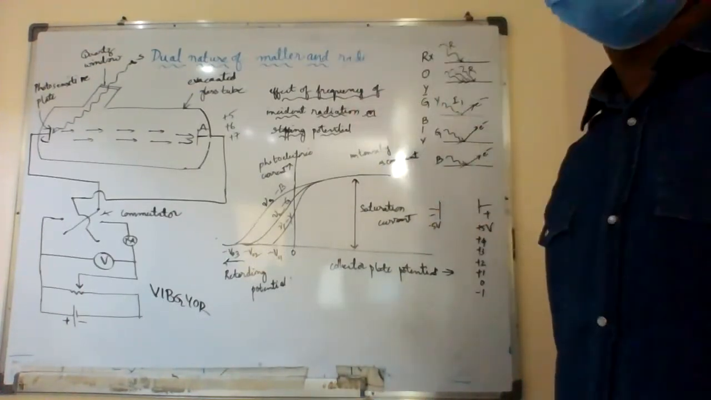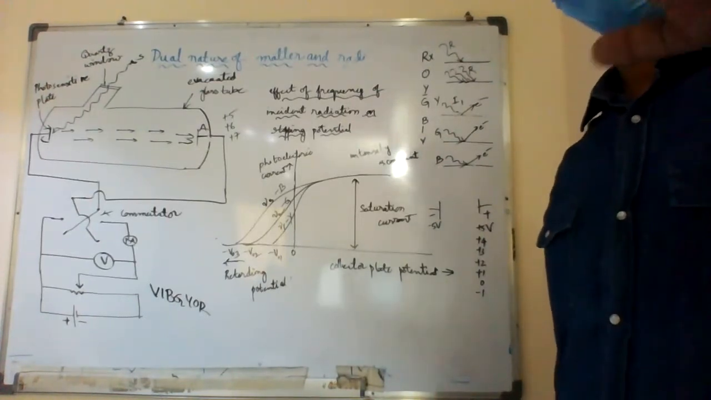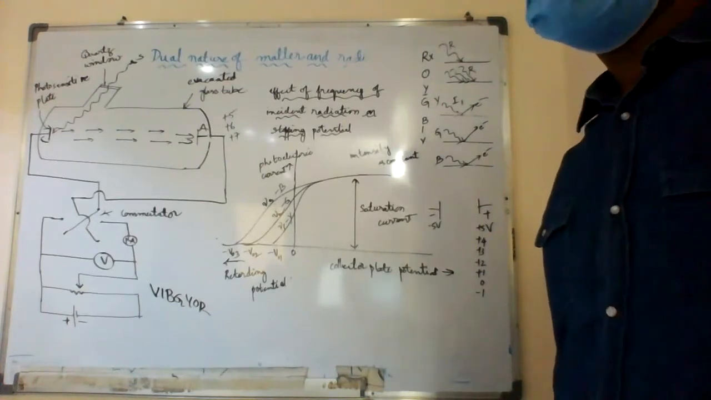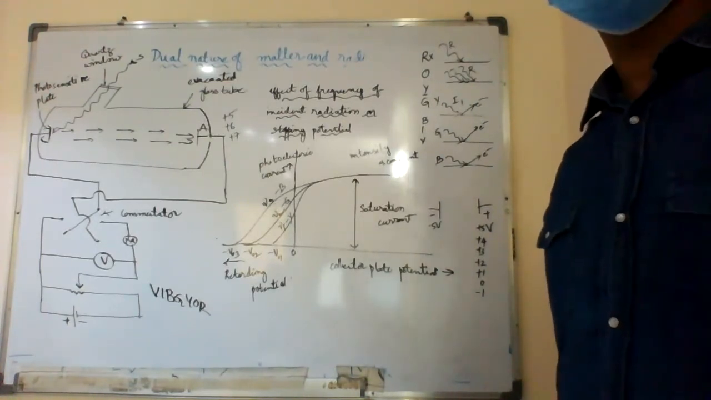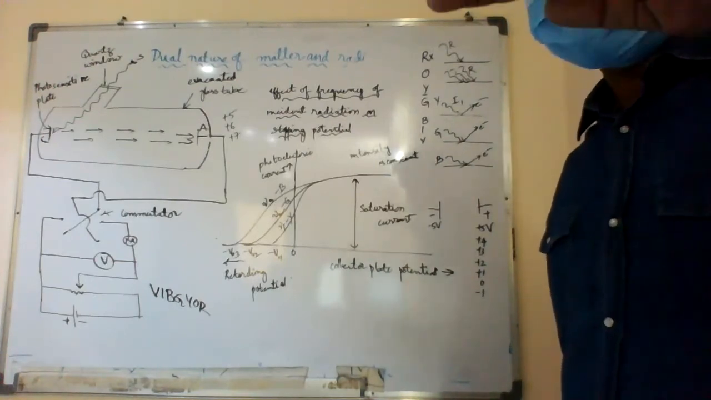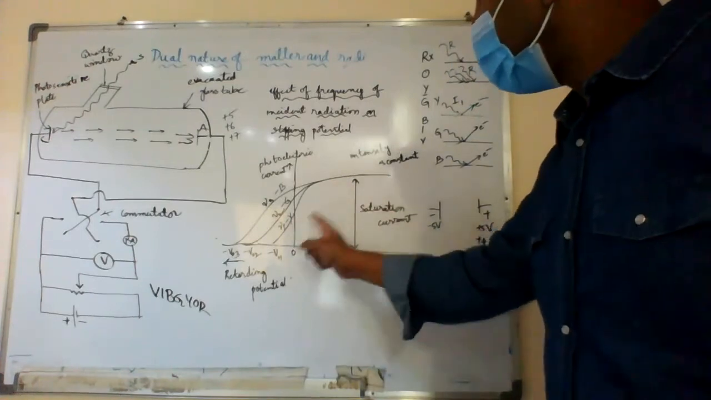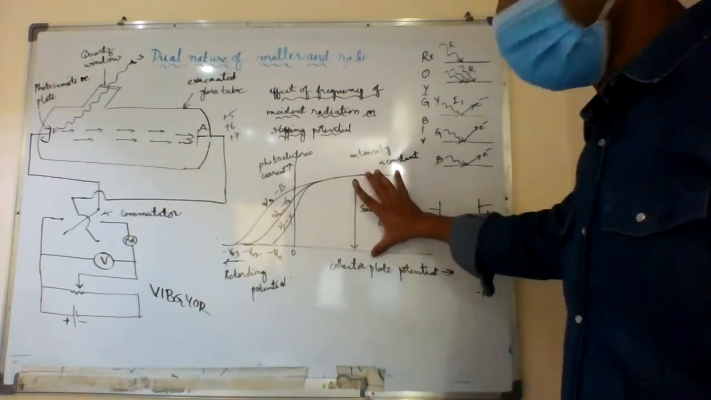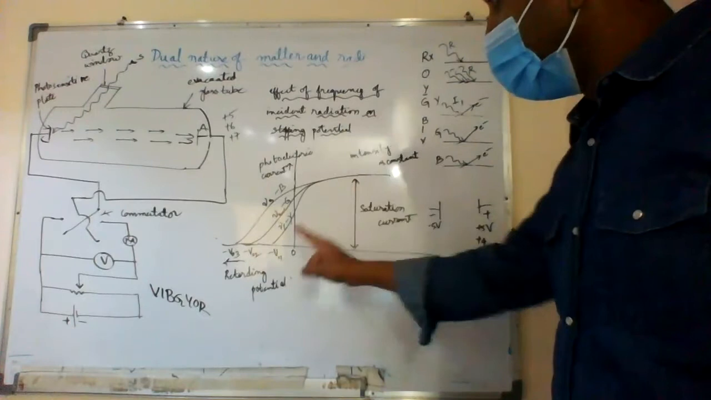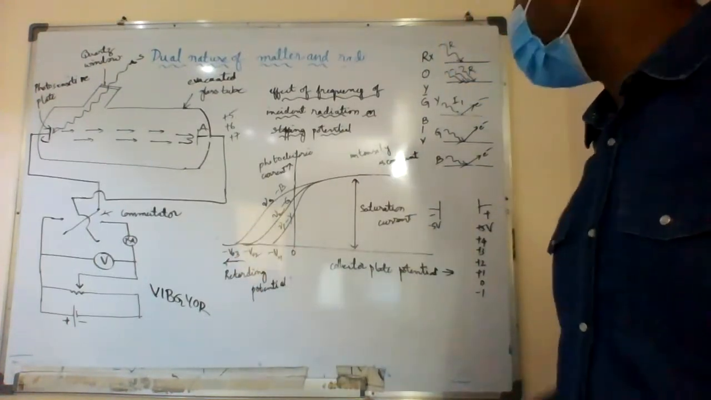Above the threshold frequency, for any same intensity of light, for any color or any frequency, the saturation current is the same. Number one, saturation current is same, but stopping potential varies. Understood now? Stopping potential varies.